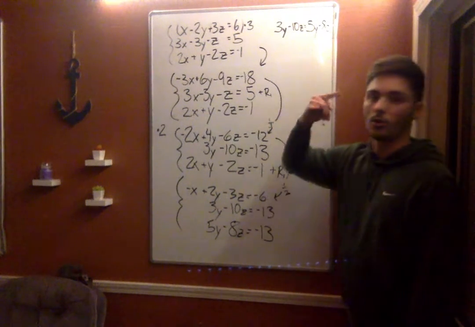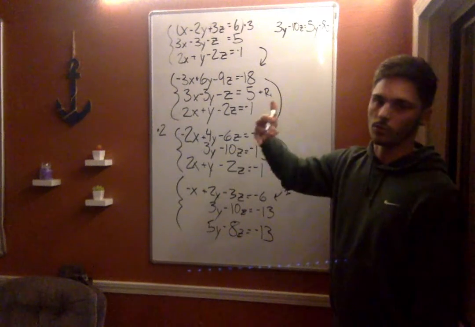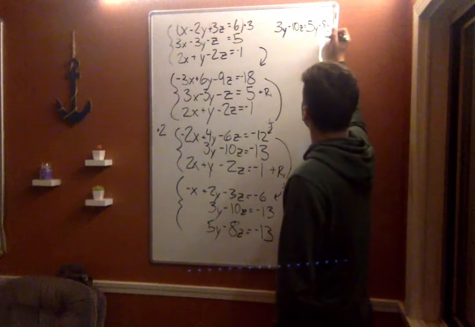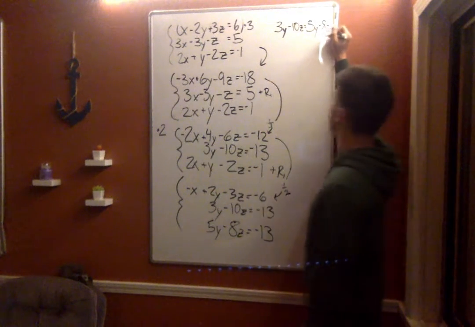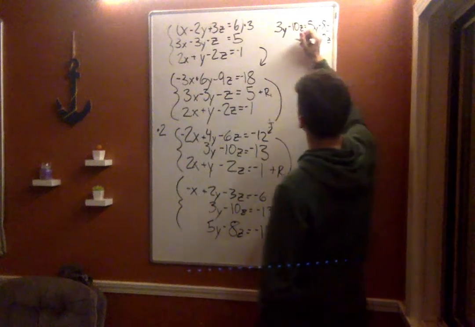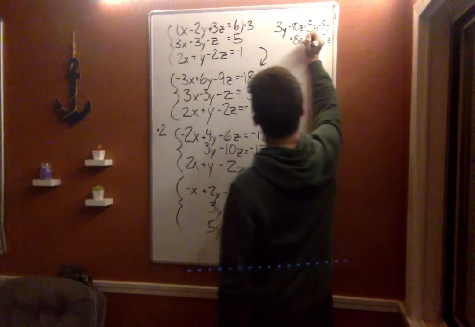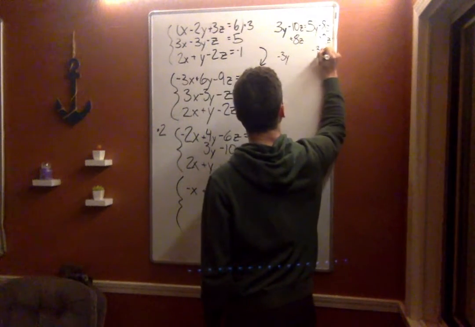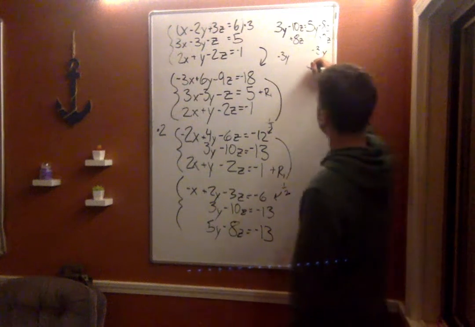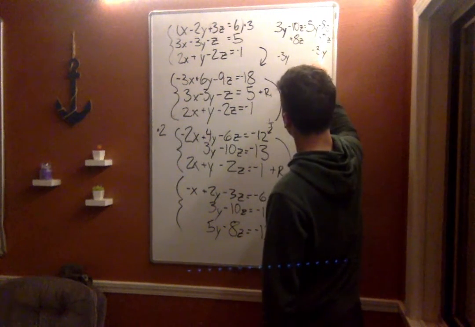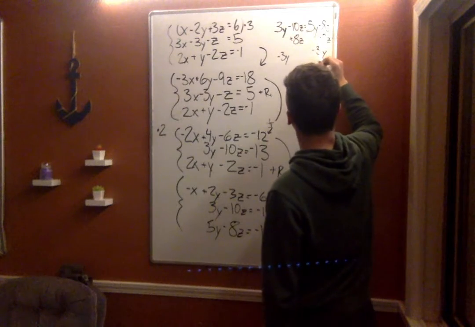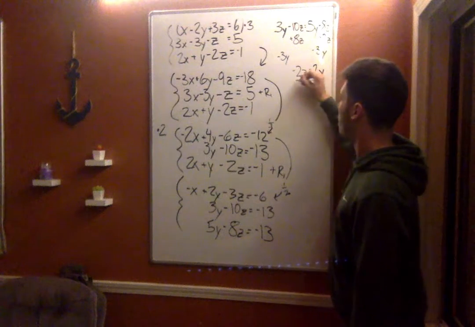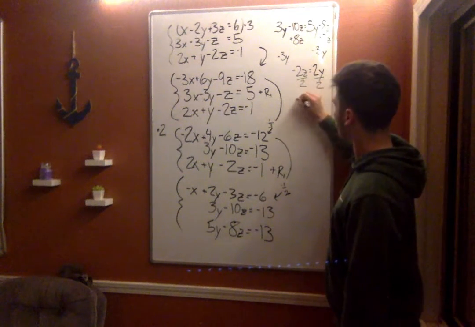And since we have only two variables, we can solve for one of them and then substitute the rest back in. So we're almost there. Let's add 8z to both sides. And then we're going to subtract 3y from both sides. And we're going to get negative 2z equals 2y. And we can divide by 2 on both sides to isolate the y. And we get y equals negative z.